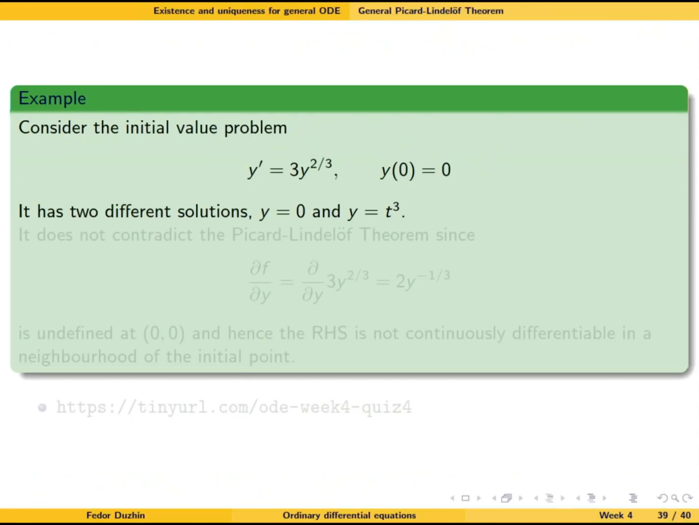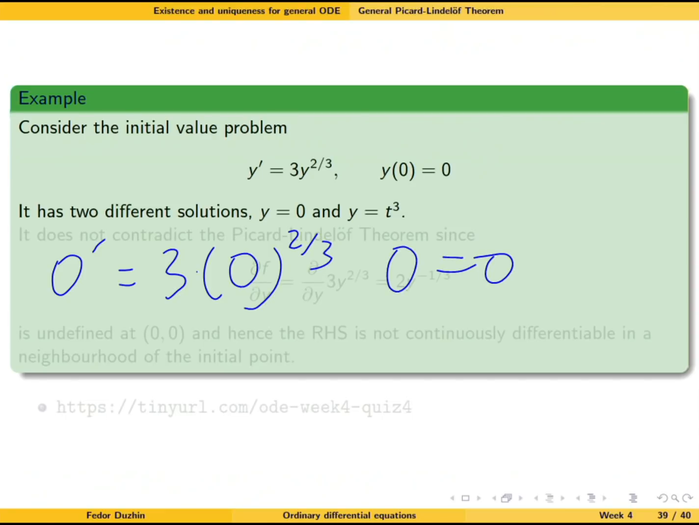All right, one more little example. So if you consider this initial value problem, note that here y is raised to the power 2/3. So then notice that it has two different solutions. So let's just verify quickly that they're indeed solutions. So if y is 0, then 0 prime equals 3 times 0 to the power 2/3. Correct? Yeah, so 0 equals 0.